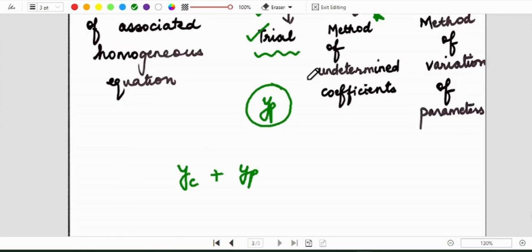So the idea is very simple. For a non-homogeneous differential equation, just find the complementary function. The complementary function is nothing but the solution of the associated homogeneous equation. That means you equate the right hand side to 0 and find the general solution, that is yc. For yp, either do it through trial. Trial will not work all the time. So either we'll be adopting the method of undetermined coefficients or the method of variation of parameters to find our yp, and in the end we are going to sum yc and yp to obtain the general solution of the non-homogeneous equation. So that is all for this video. In the next video we are going to learn the method of undetermined coefficients.